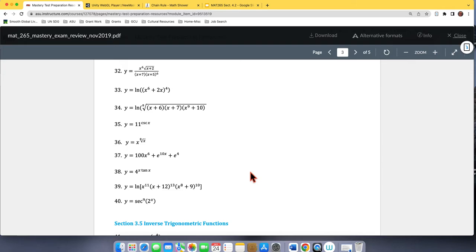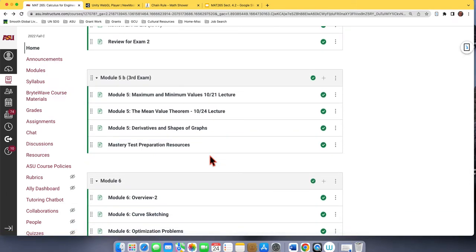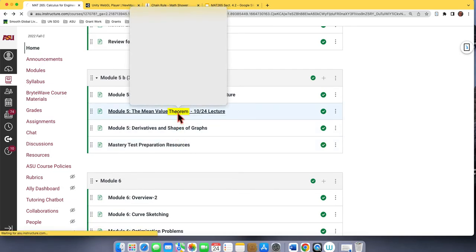Okay. So those are the resources available. I encourage you to start looking through them, working on them. You don't have to use them all. You can use what works for you. And that's right there on our modules. We're here today in the mean value theorem.